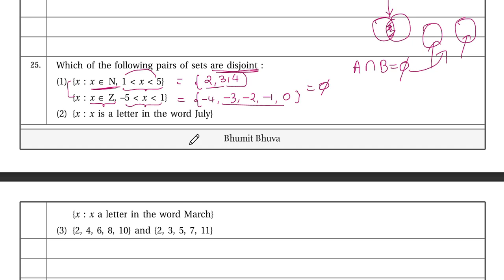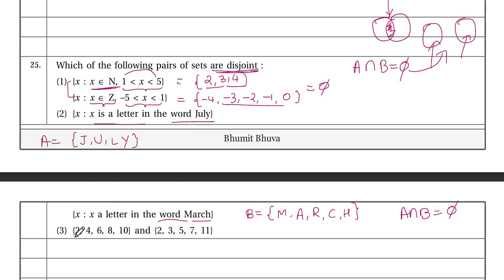Look at the next question. The first set is: x is a letter in the word July. So if you write it down as a set: J, U, L and Y. Let's say this is set A, and the second set is the letters in the word March. Let's say set B, so the letters are M, A, R, C, H. So is there any letter common here? There is no letter common. That means A intersection B is equal to empty. So these two sets are also disjoint.